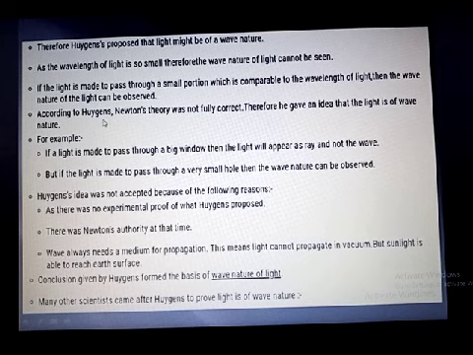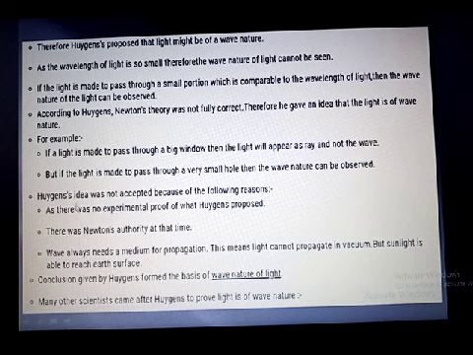According to Huygens, light has wave property. Newton says that light has particle nature. So according to Huygens, Newton's theory was not fully correct. Therefore, he gave the idea that light is of wave nature. For example, if light is made to pass through a big window, the light will appear as a ray, not as a wave. But if the light is passed through a very small hole, the light will behave as a wave. That was their observation.